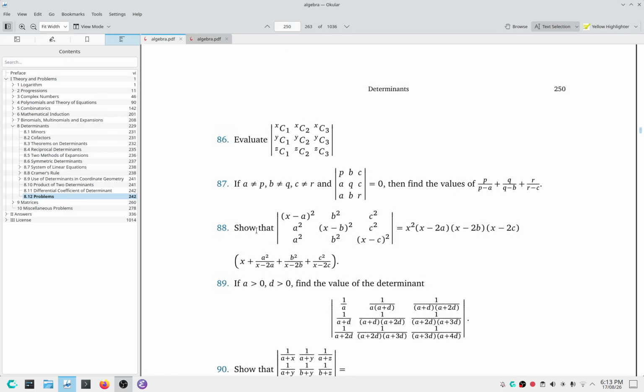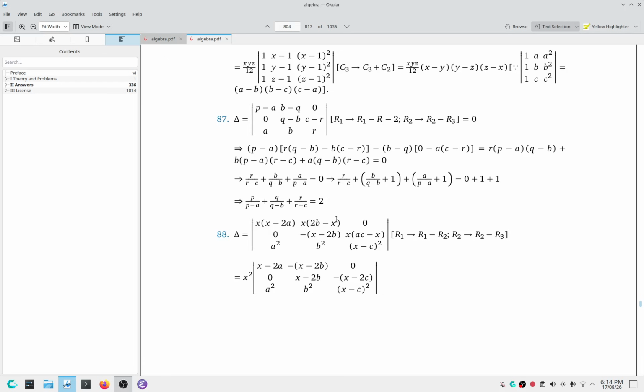Question 88 says that show that the determinant x minus a whole square, b square, c square, a square, x minus b whole square, c square, a square, b square, x minus c whole square is equal to x square times x minus 2a times x minus 2b times x minus 2c times x plus a square upon x minus 2a plus b square over x minus 2b plus c square upon x minus 2c.